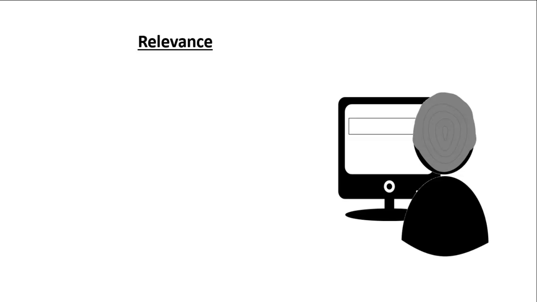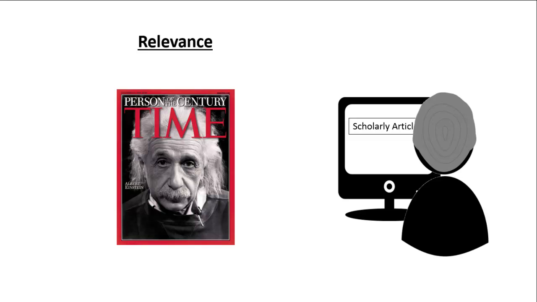With relevance, Steve needs to decide not just whether a source covers the subject he's interested in, but also whether the kind of information it contains fits with the research question he's pursuing. This is often related to source type. For instance, if Steve needs a scholarly discussion of his topic, an article in a popular magazine like Time is not going to be helpful, even if it covers the exact same subject he's writing about.